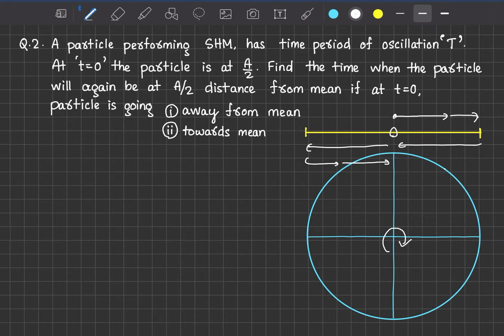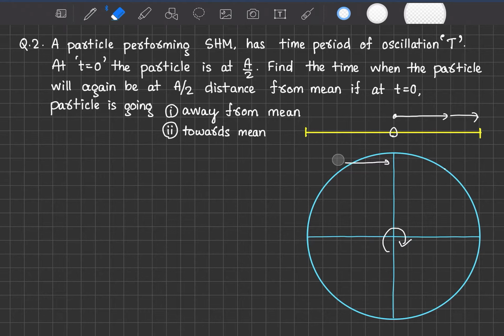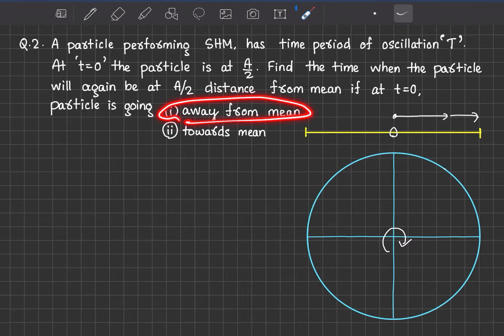Now if we pay attention, according to the given data, the particle is at a by 2. So let's mark a point at a by 2. Let's erase these lines which will be confusing us later. Now the particle is at a by 2, right? And I am solving for the case where the particle is at a by 2 and moving away from mean. Now think, if I consider a by 2 on the positive x side, it is moving away from mean. So I can choose this point.